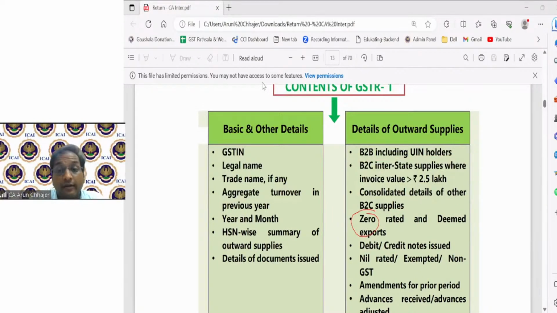Then zero rated and deemed export. What is the difference? Okay, tell me one thing, what is the meaning of zero rated? What is the meaning of zero rated supply? Any idea about the zero rated supply?